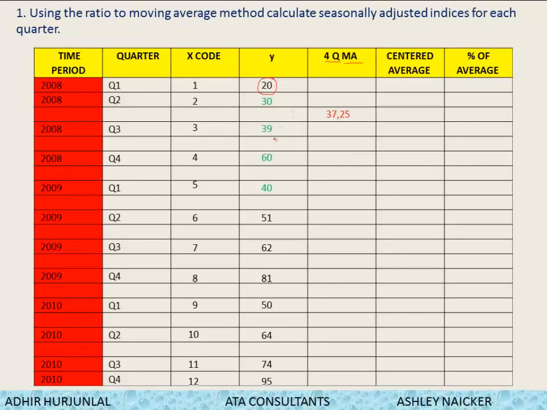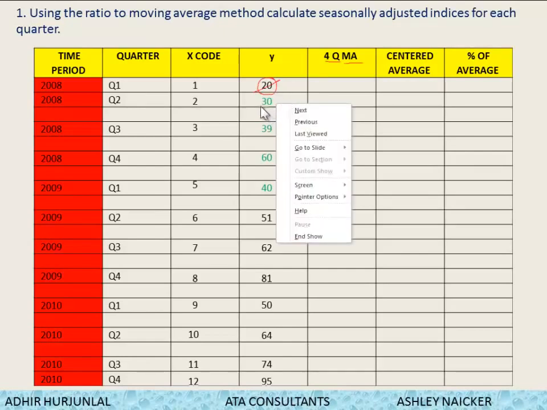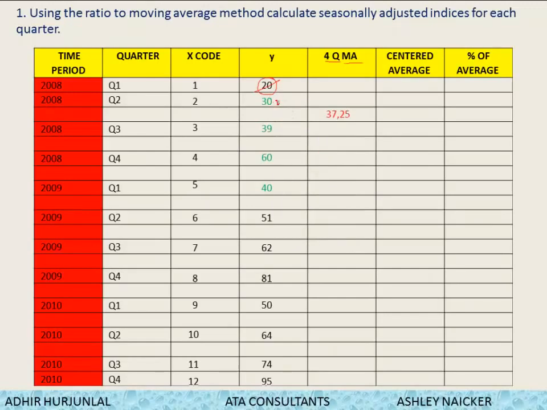Let's go to the next one. If I want to get the next value, remember I have to add up 4. So now to add up the 4 quarters, I take the 30 plus the 39 plus the 60 plus the 40. I add these up, and if I divide by 4, it will give me the answer that goes into the slot here. How's that, guys? Quite easy. Now go to the next one.